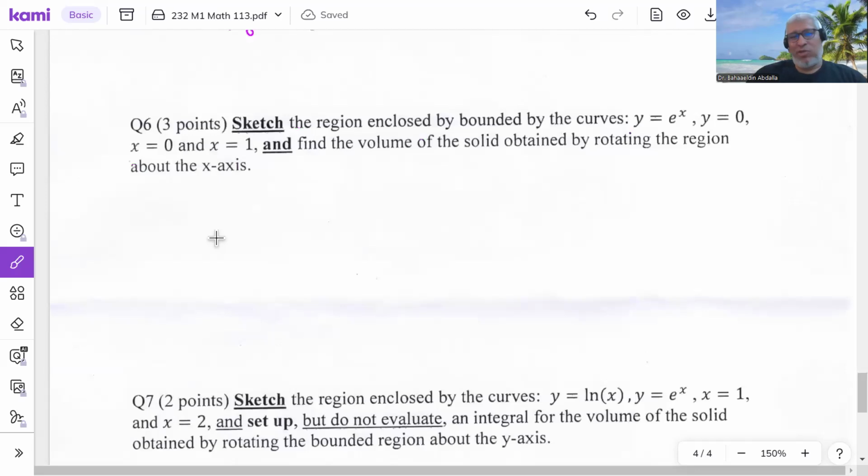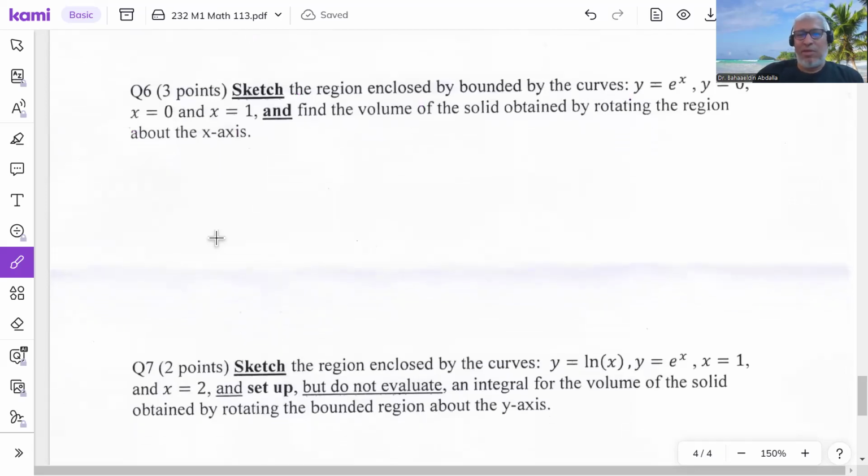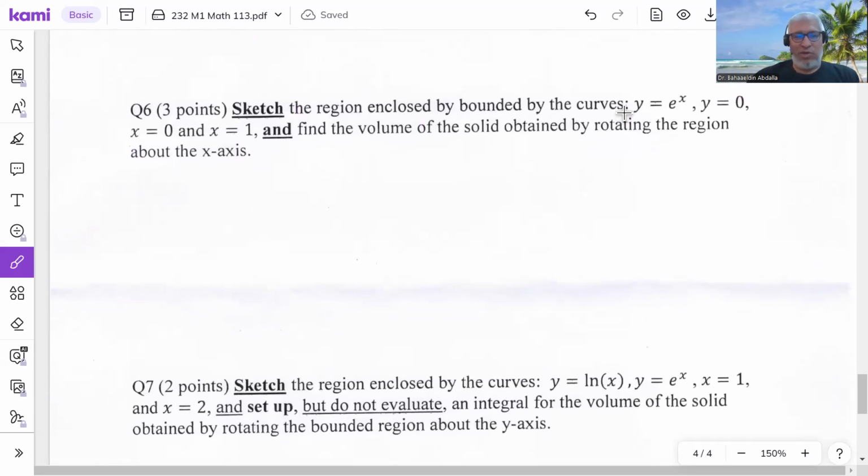Sketch the region enclosed by and bounded by the curves y equals e to the x, y equals 0, x equals... okay. What is the graph of y equals e to the x? Well, we know that this is the graph of y equals e to the x, the exponential function. y equals 0 is this line, y equals 0.